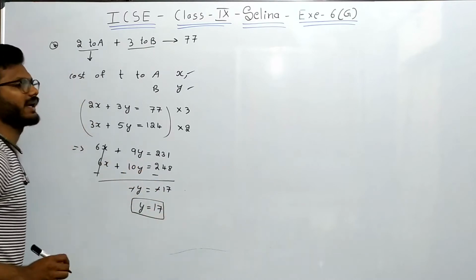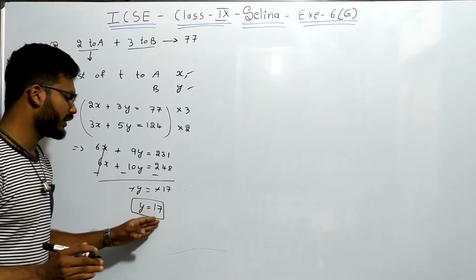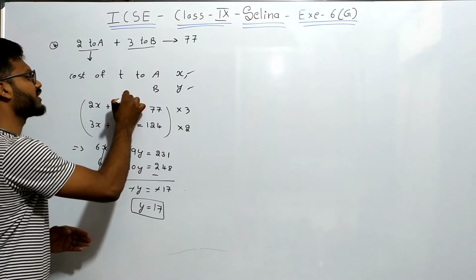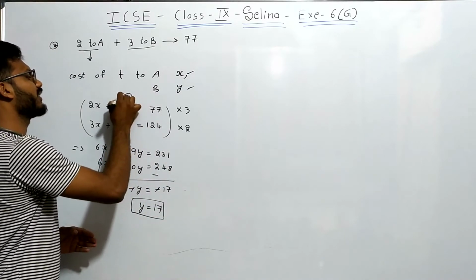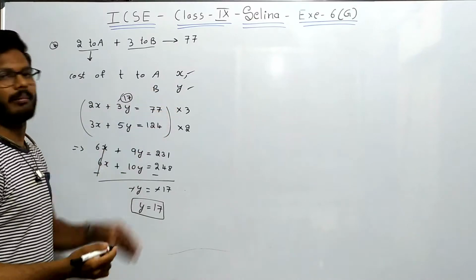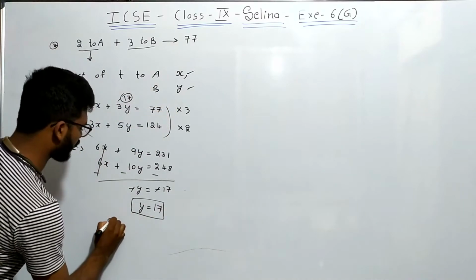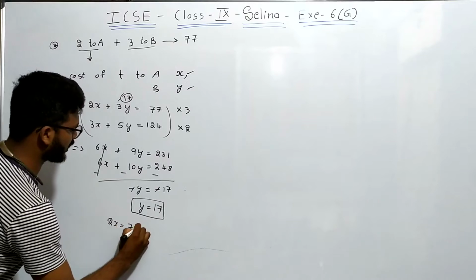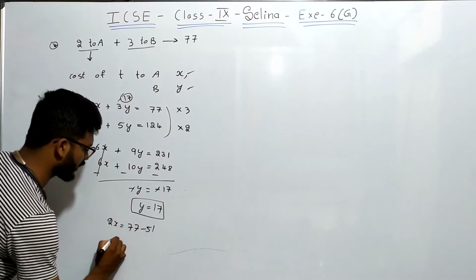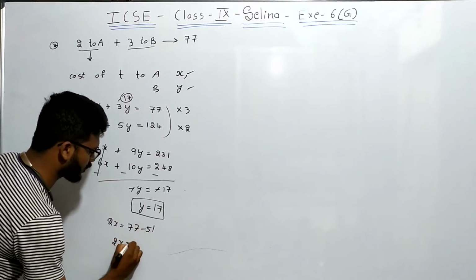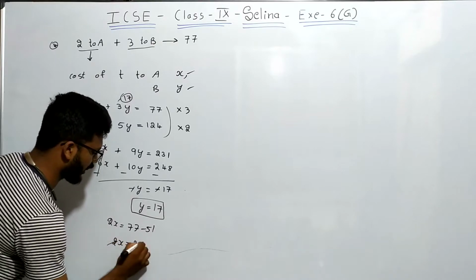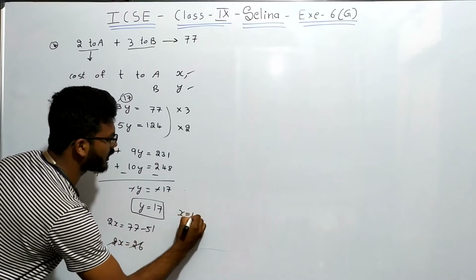The cost of a ticket to station B is 17 rupees. Substitute 17 here. What will you get? 17 times 3 is 51. It will go that side as minus 51. So 2x is equal to 77 minus 51. How much is it? 2x is equal to 26. So x is equal to 13.